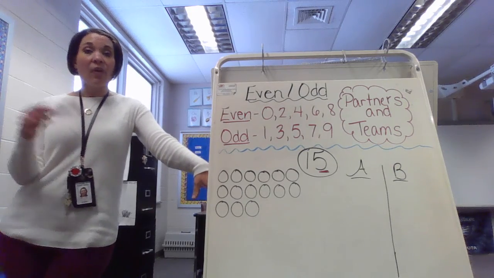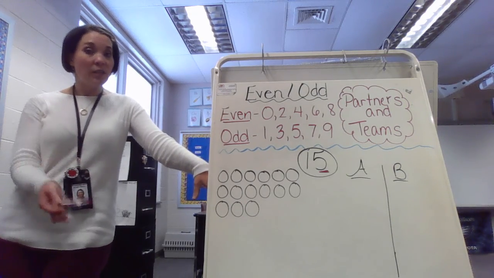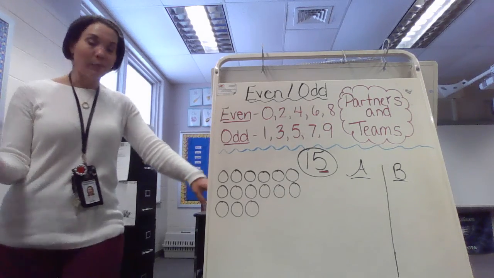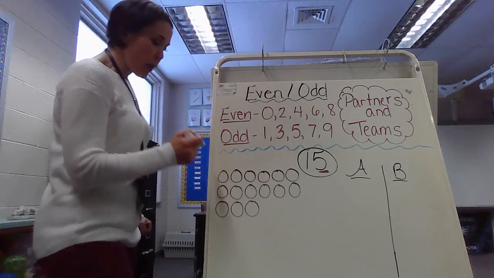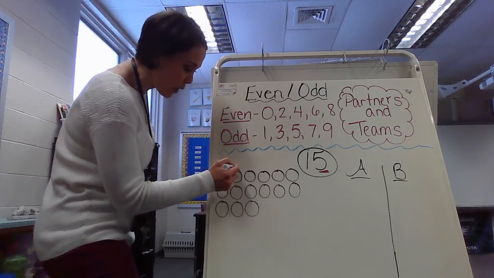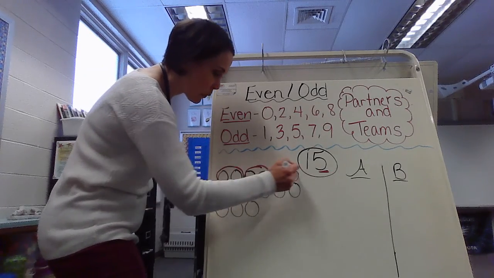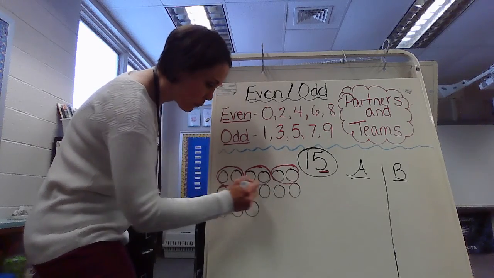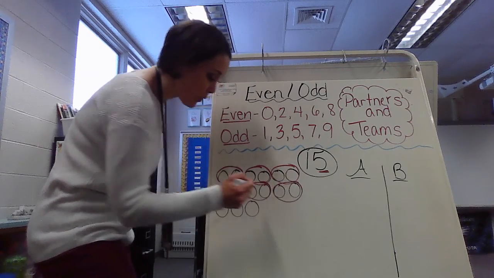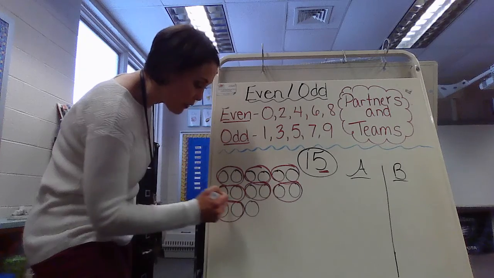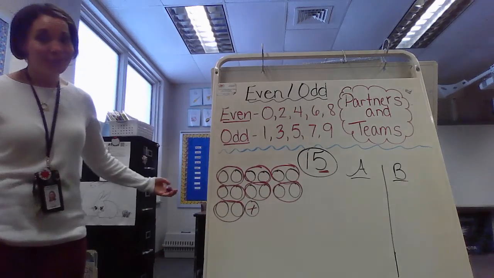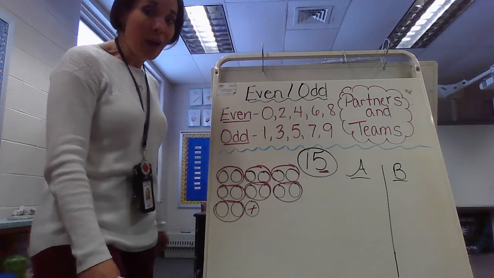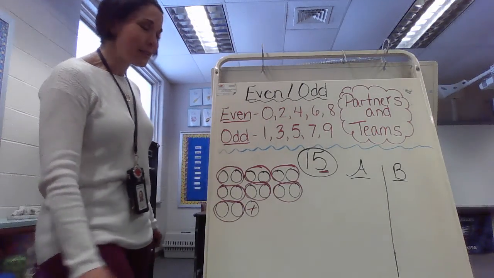So let's go ahead. I have our partners ready to go. I have our teams ready to go. So let's start counting. I want to set them up in groups of 2 when we're doing our partners. Here we go. Groups of 2. Remember, when we're dealing with odd, we should be having 1 left out. Unfortunately, that's the part of odd that I really don't like.